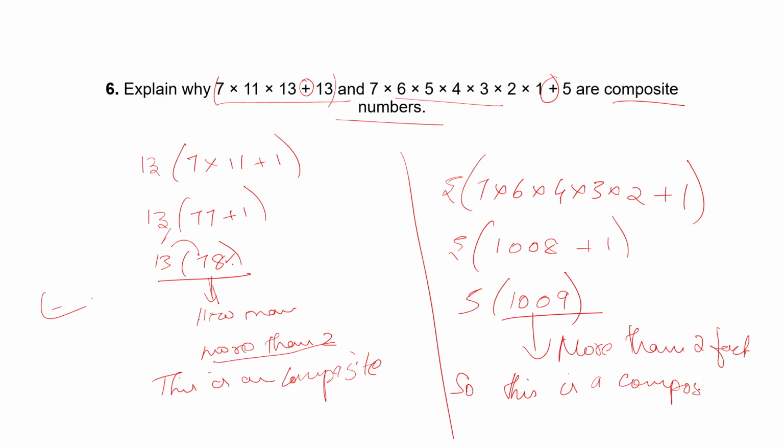Okay, so don't waste your time, because in your 3 hours paper you have many tough sums. You have to do the sums smartly and as per the requirement of the question. Don't multiply all this, find the factors and then say it is a composite number.